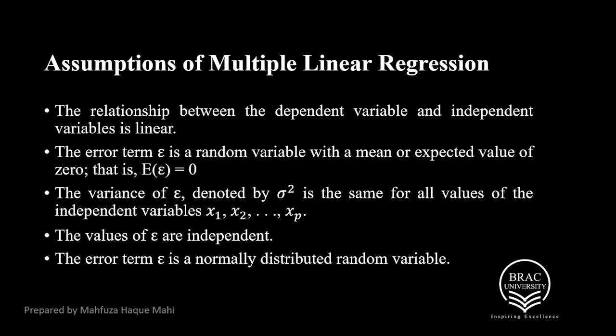Now look at the assumptions of multiple linear regression. The relationship between the dependent variable and independent variables is linear. The error term epsilon is a random variable with a mean or expected value of 0, that is, expected value of epsilon equals 0. The variance of the error term is the same for all values of the independent variables x1, x2 up to xp. The values of epsilon are independent. The error term epsilon is a normally distributed random variable.